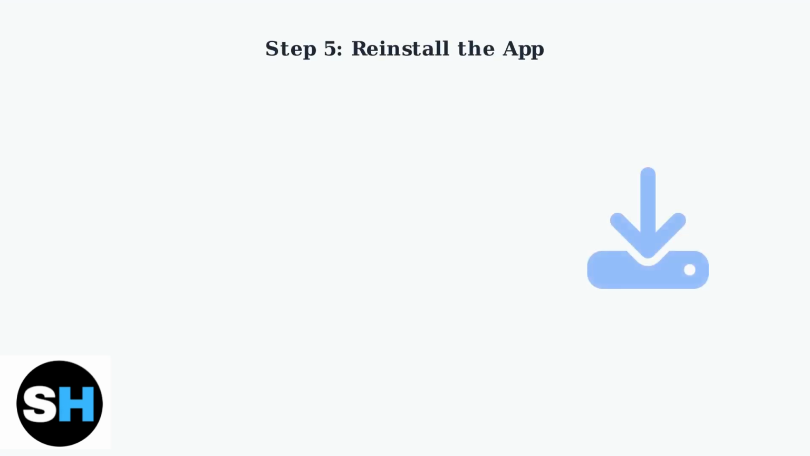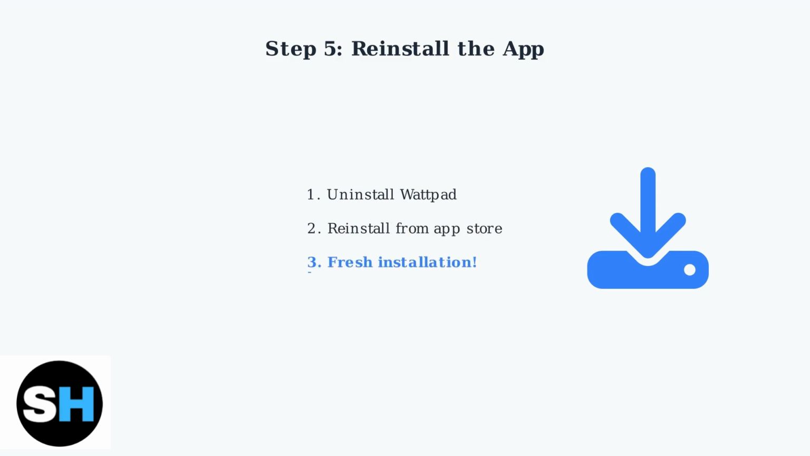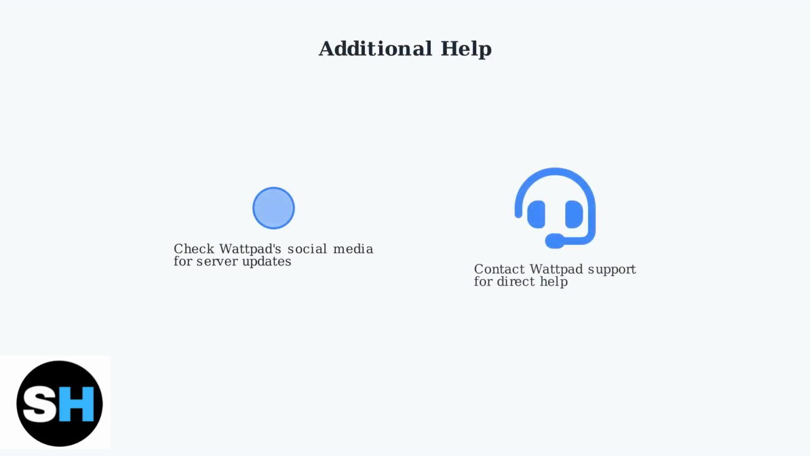As a last resort, try uninstalling and reinstalling the app. This will give you a fresh installation and often resolves persistent issues. Also, check Wattpad's official social media accounts for updates on server issues or known bugs. If none of these steps work, contact Wattpad support directly for personalized assistance.